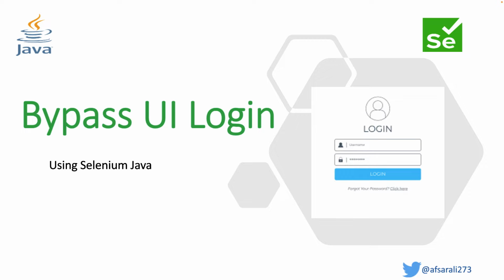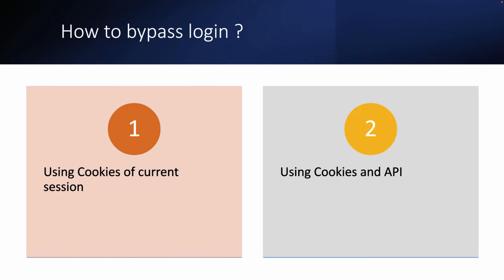So in this video we're going to learn how to bypass login from the UI in our automation test. I'll be discussing two ways we can bypass login from our automation test. The first one is using cookies of the current session, and the second one is using cookies and using API. We'll see how we can use both of them in our automation test.